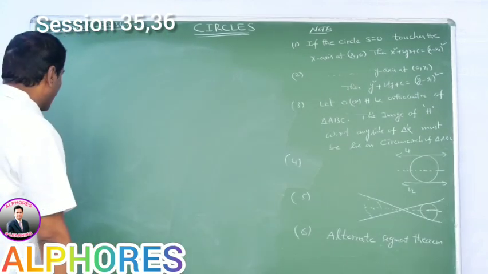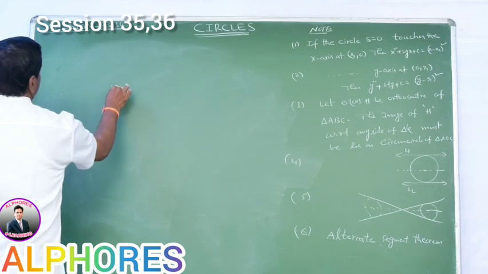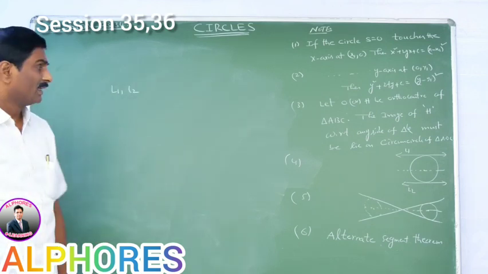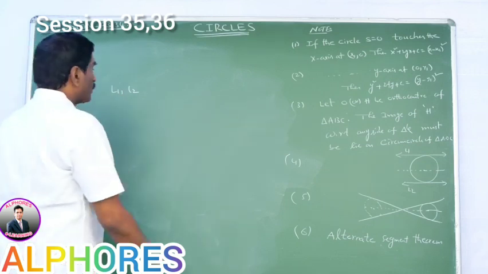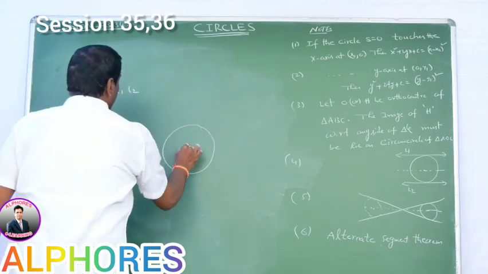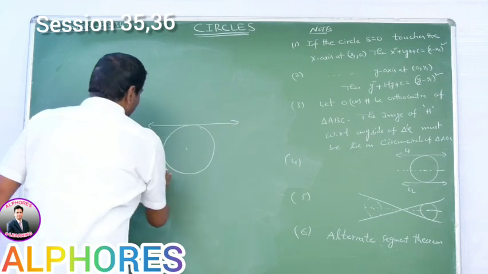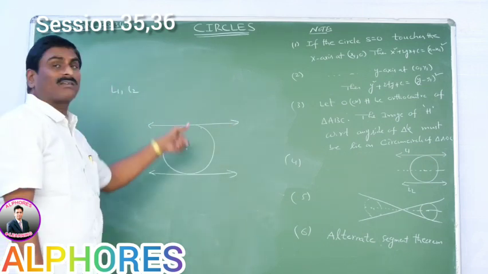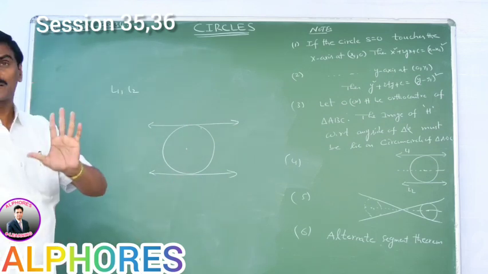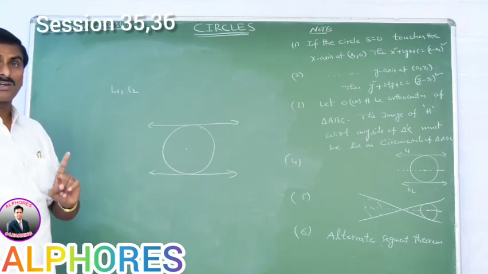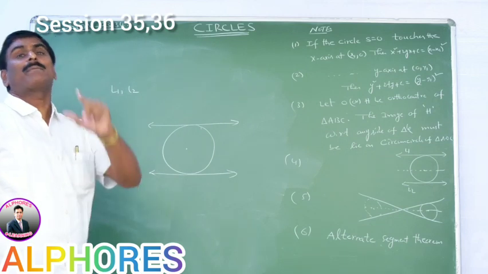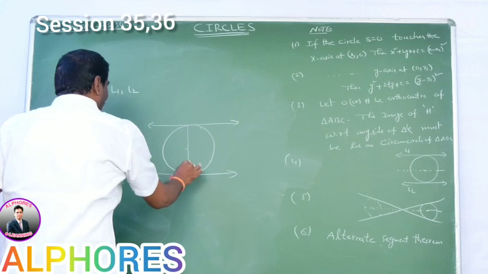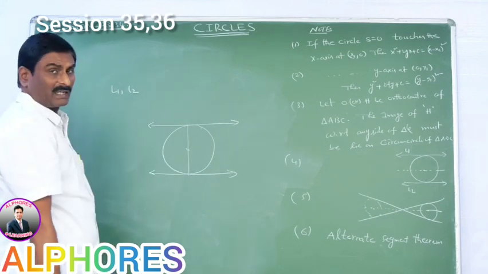Let L1, L2 be two parallel tangents to the circle S = 0. If the two tangents are parallel, what is the condition? These must be drawn at the endpoints of the diameter, then only it is possible. The tangents are parallel only when they are drawn at the extremities of the diameter of a circle. That means the distance between these two parallel lines is nothing but the diameter of the circle.